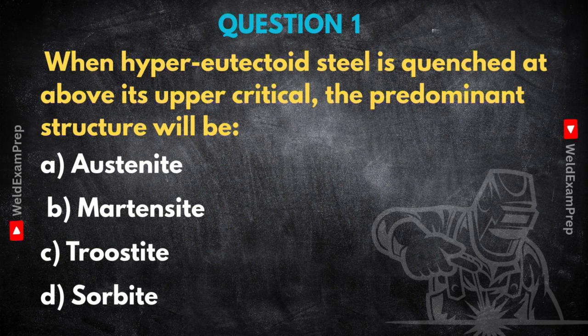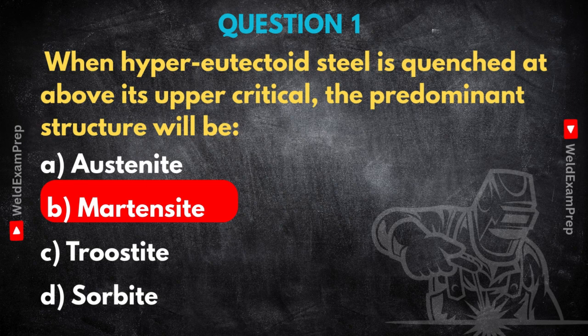The cooling is so fast that the carbon atoms, which are quite large, relatively speaking, don't have time to move out of the iron crystal structure. They get trapped. And this trapping forces the austenite to transform to something completely different. A very, very hard, needle-like structure, often quite brittle too. And that structure is called martensite. Ah, so that's option B, martensite. That's our answer, B.